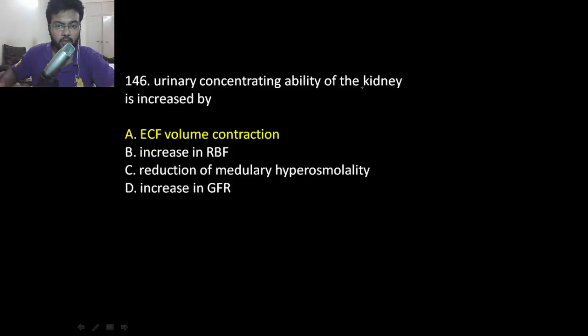Urinary concentration ability of kidney is increased by ECF volume contraction. If you have extracellular fluid volume very low, right, less amount of blood will go to the kidney and that will stimulate renin. And once renin is released, it will also stimulate antidiuretic hormone, right? And once the antidiuretic hormone is released, your kidney will start absorbing more. So urinary concentration capability will increase when extracellular fluid volume is decreased.